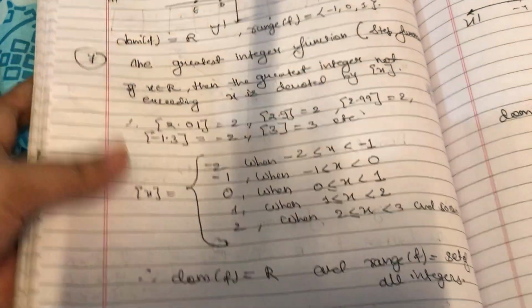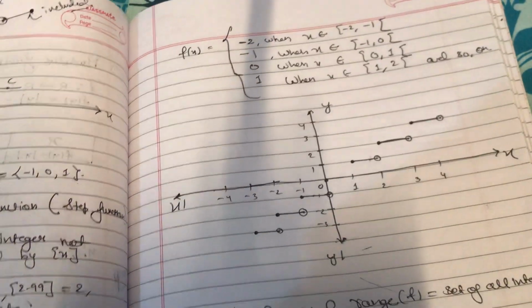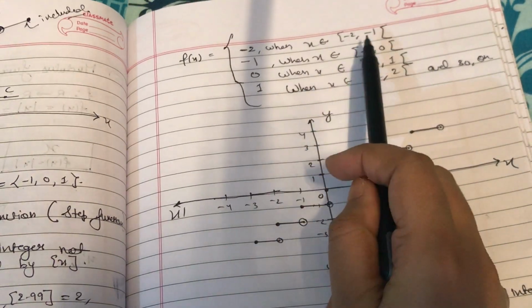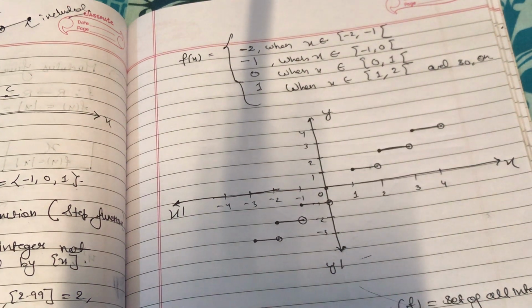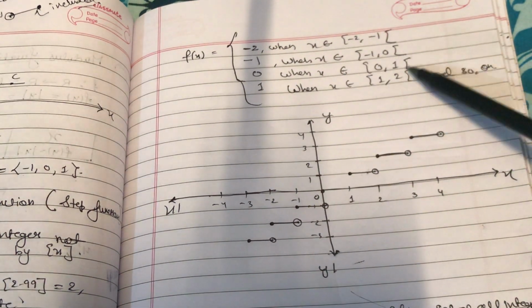So as you can see, based on that I have plotted a graph over here. f(x) equals this, I have shown it using brackets. This thing I have taught you in chapter 1, how to write the brackets.